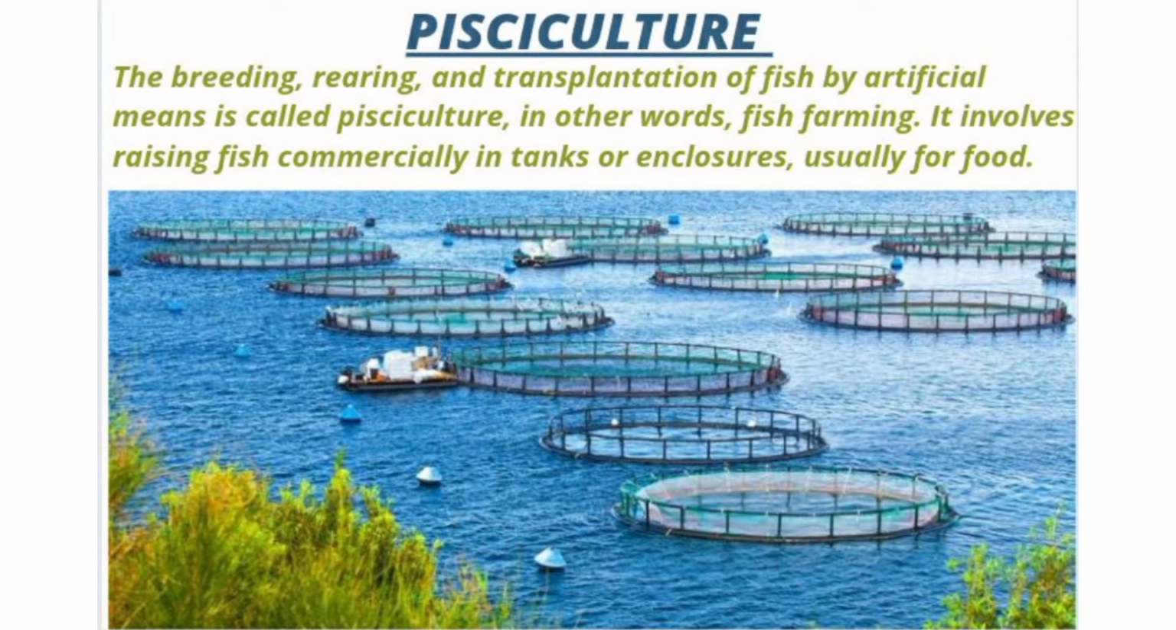Pisciculture. The breeding, rearing, and transplantation of fish by artificial means is called pisciculture. In other words, fish farming, it involves raising fish commercially in tanks or enclosures, usually for food.